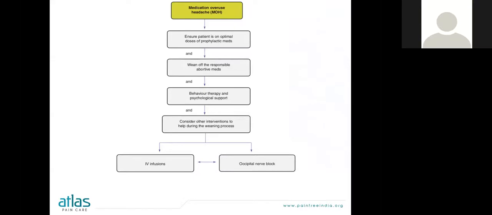Now, if you look at medication overuse headache, you have to make sure that these are not the optimal doses of prophylactic medications. The prophylactic meds include the antidepressants, anticonvulsants, beta blockers, calcium channel blockers, and then we know the abortive medications. The abortive medications are the typical ones which you stop when the patient gets medication overuse. The abortive medications are anti-inflammatories, the triptans, the ergotamines, and the opioids, if they are on opioids. These are the drugs which have to be weaned off very, very slowly. And you can think in terms of IV infusions or occipital nerve blocks.